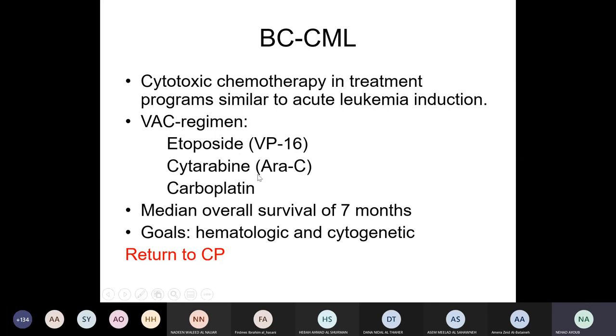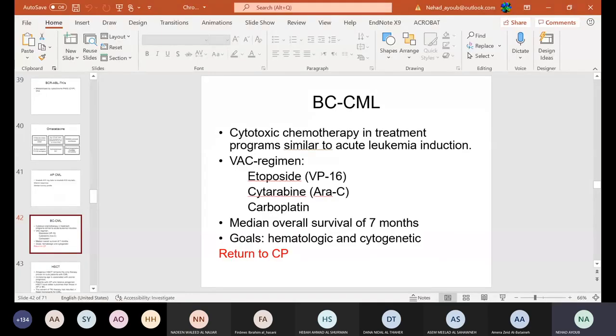does anyone know which group, which class of chemotherapeutics etoposide is? How does it work, its pharmacodynamics? And what is its toxicity, does anyone know? No idea. Okay.